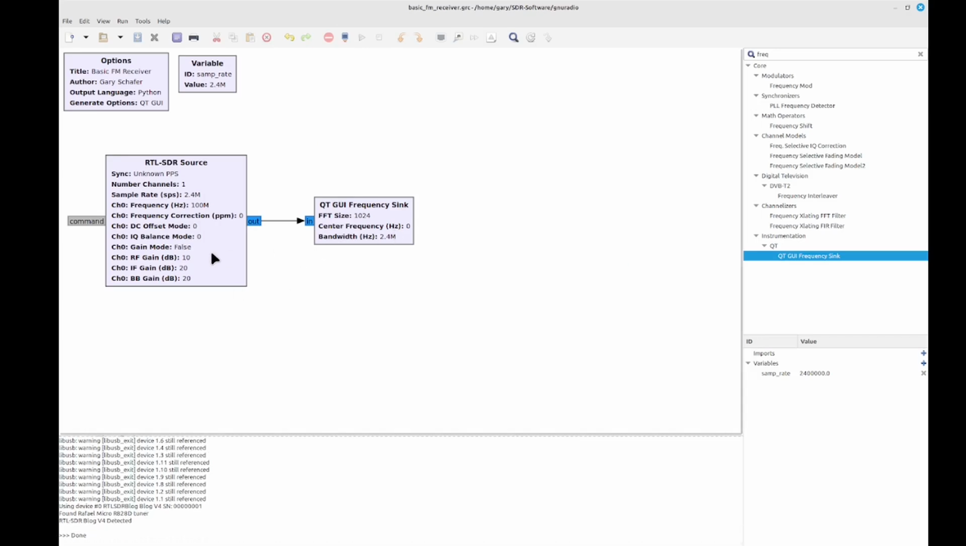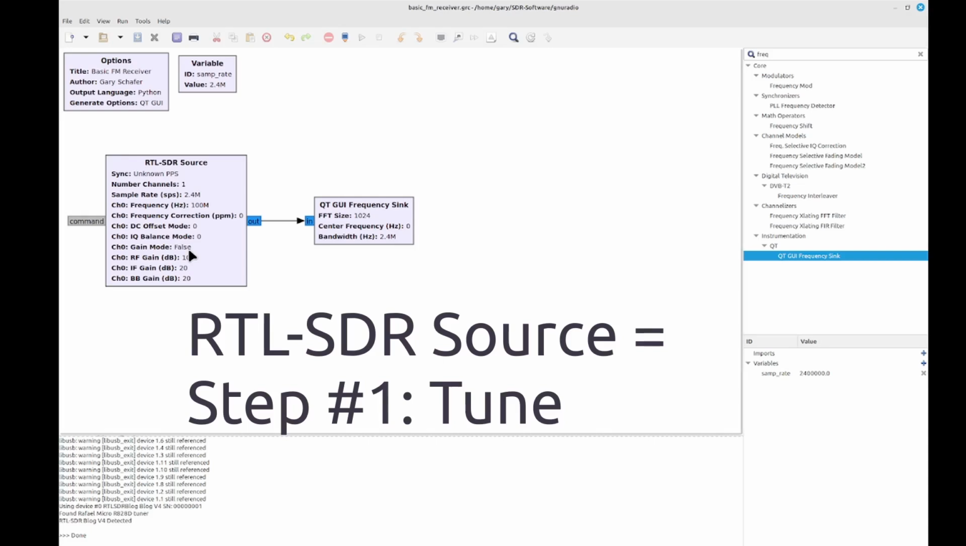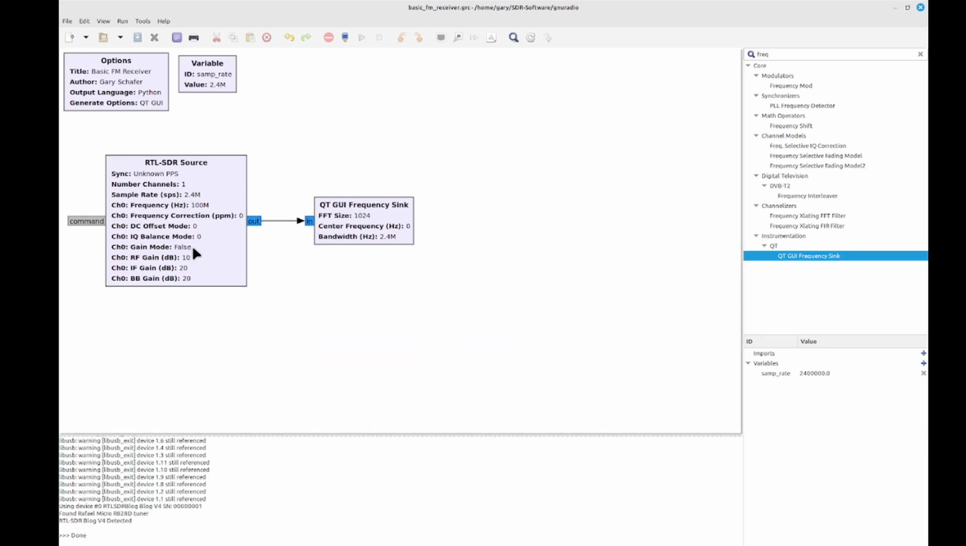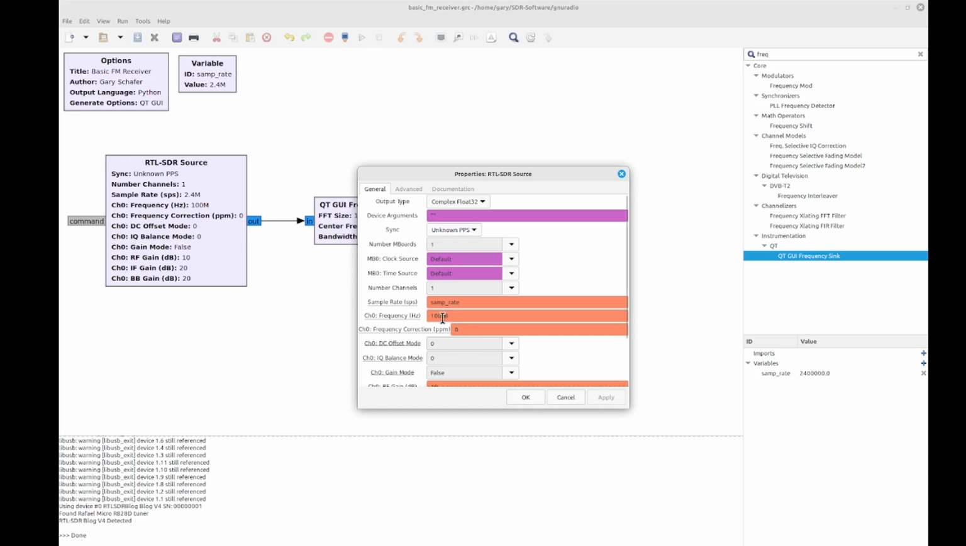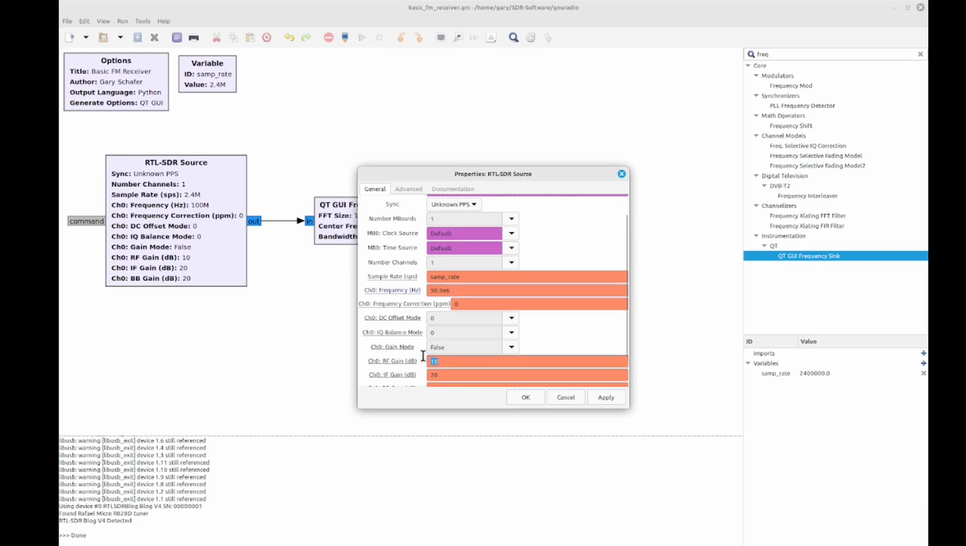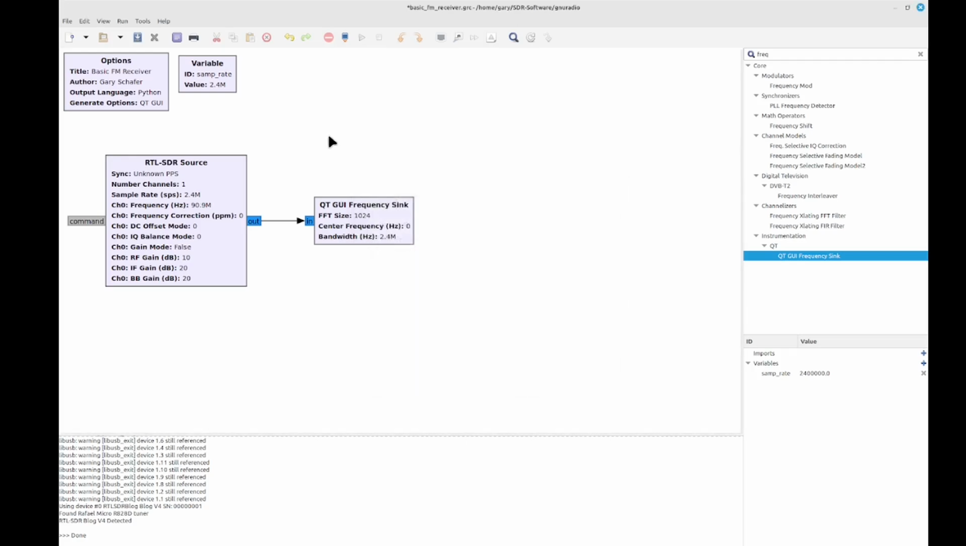As I said before, the very first thing that you need to do is you need to tune. So for now, I'm going to select a specific FM station. In this particular case, the one that I'm going to select is 90.9, and again, E6, because it's 90.9 megahertz. So the E6 is for the megahertz. I'm going to come down here and set my RF gain. It's at 10. I'm going to leave that. That's fine. I'm going to click OK.